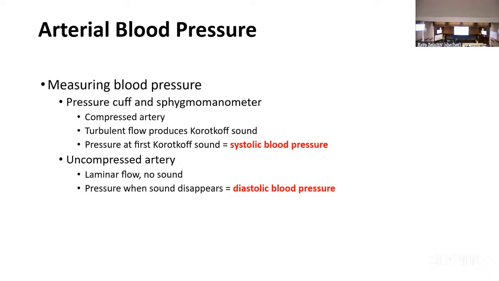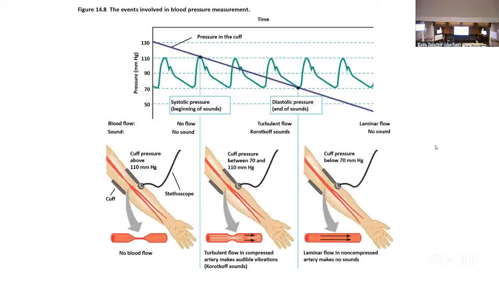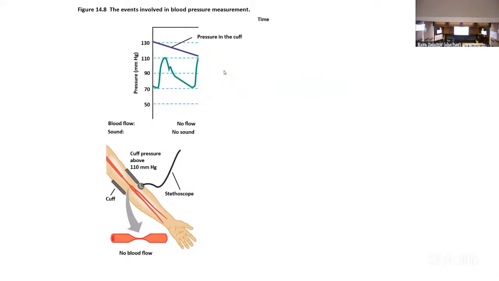We keep going, we keep going, we keep going. If the sound is turbulence, we're going to hit another point where it goes silent again, right? At that point, we're just rushing along smoothly. Nothing's creating turbulence. So when we have this laminar flow, which is how we describe that, our sound is going to disappear. So once we start to hear silence, that's our diastolic blood pressure. So in picture form, here's what's happening. I'll walk through step by step.